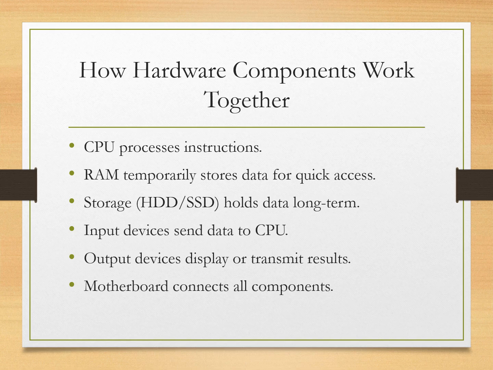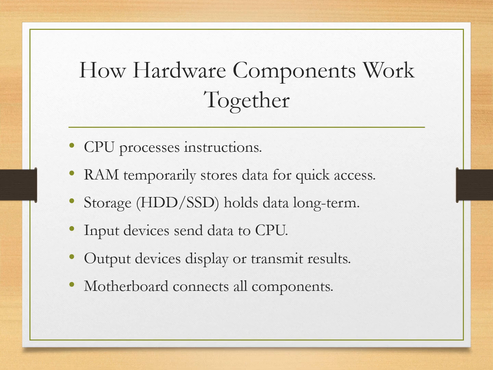Now let's look at how hardware components work together inside a computer system. At the center is the CPU, which processes all instructions and makes decisions. It's like the brain of the computer, as you all know, but it needs help from other components. RAM works closely with the CPU by temporarily storing data that is currently being used. This allows the CPU to access information quickly, making the system run faster.